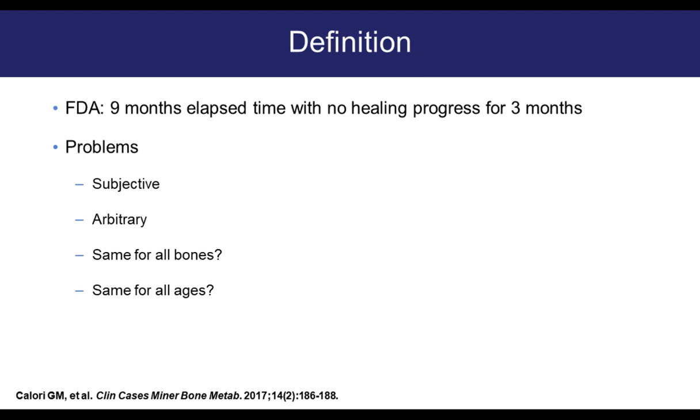So would we expect a tibia and a femur to heal in the same amount of time? I don't think many folks would. And it's the same for all ages. An 18-year-old and an 80-year-old, should they heal at the same rate? Can we define them as delayed union or non-union at the same time? I think not. So I think this is quite a poor definition that the FDA leaves us with. So I don't think we're able to define non-union clearly that everybody agrees on based on their definition.